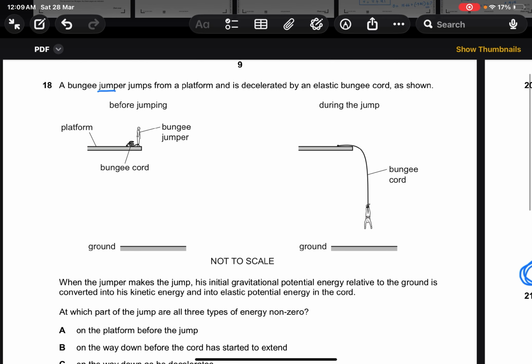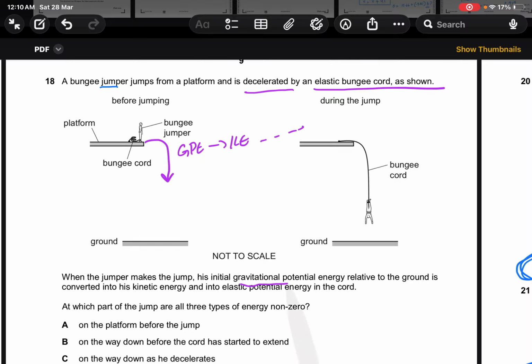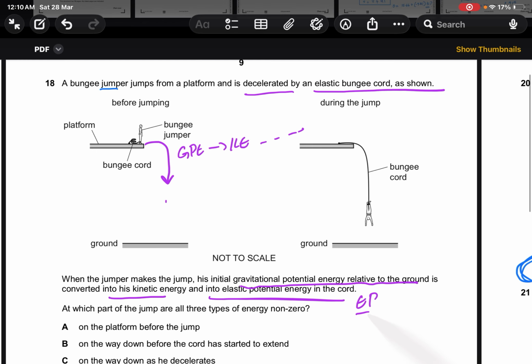A bungee jumper jumps from a platform and is decelerated by an elastic bungee cord as shown. So what's going to happen is this man is going to jump off from here, and there are going to be some changes in energy. The GPE is going to convert into KE and then further change. When the jumper makes the jump, his initial GPE relative to the ground is converted into kinetic energy and into the elastic potential energy in the cord. So obviously when the cord extends after some point, it's going to gain EP, elastic potential energy.